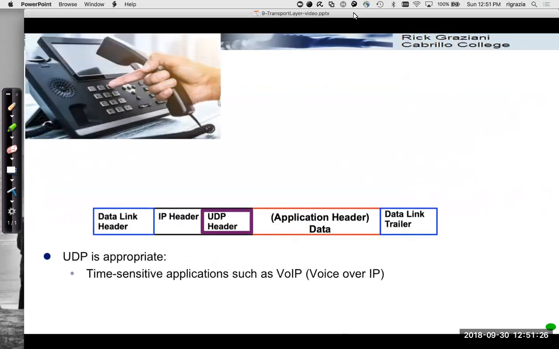So what is it appropriate for? It's appropriate for time-sensitive applications like voice over IP, where we don't care about bandwidth probing or congestion control because basically we just have to get the data sent as quickly as possible.